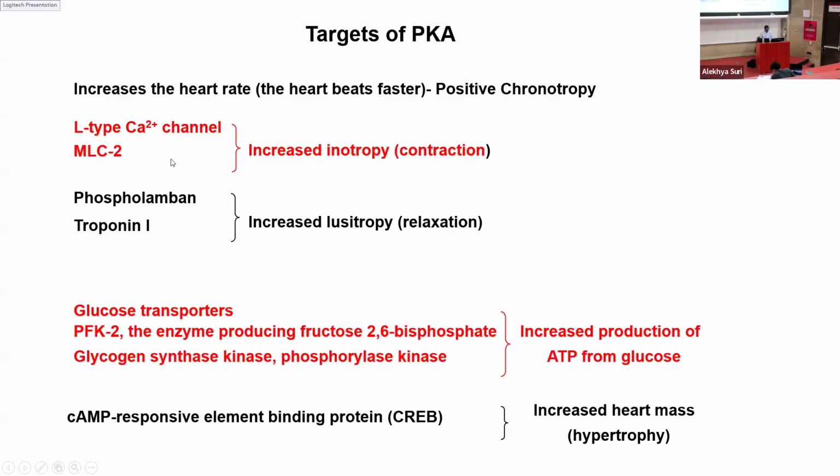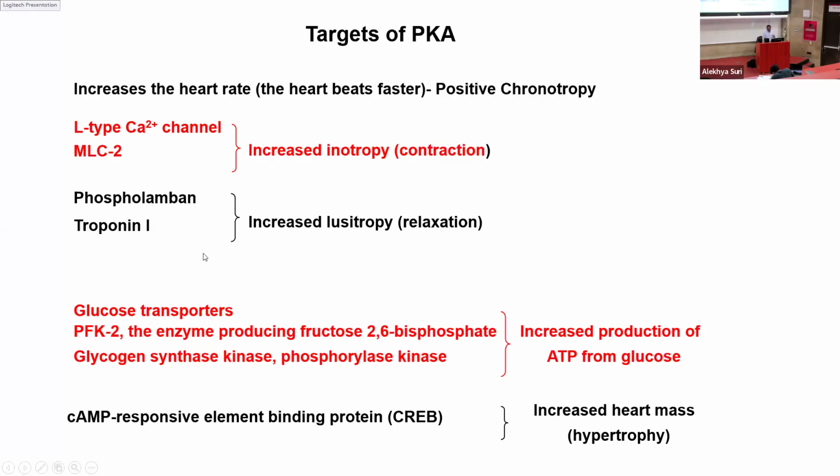In addition to the L-type calcium channel, the PKA can also phosphorylate one of the light chains, myosin light chain 2 in the myosin molecule, which will enhance the kinetics of muscle contraction. That will also contribute to increased inotropy. The PKA at the same time can also phosphorylate phospholamban, which is an inhibitor of SR calcium ATPase. So once the phospholamban is phosphorylated, the SERCA activity will go up. So it will quickly restore the calcium. So the muscle relaxation will be faster, which refers to increased lusitropy.